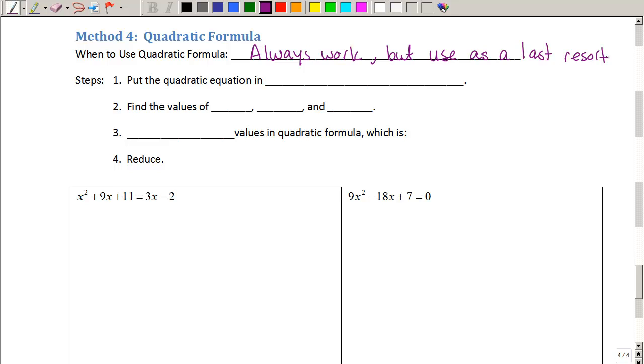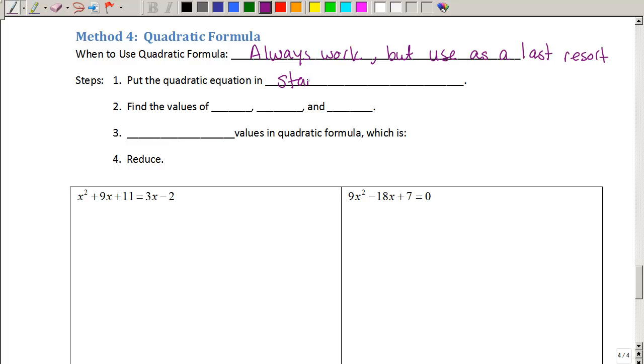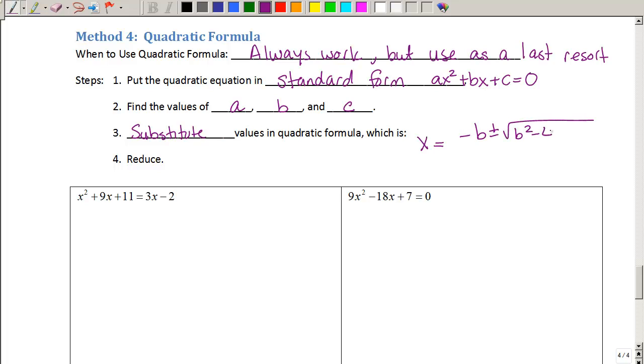So our steps to use quadratic formula are to put the quadratic equation in standard form, which is ax squared plus bx plus c equals 0. And then I want to identify the values of a, b, and c. Third, I will substitute the values into the quadratic formula, which is x equals negative b plus or minus the square root of b squared minus 4ac all over 2a. And then I'm going to reduce it.